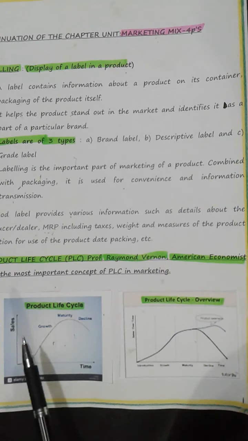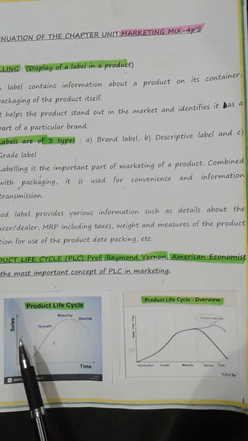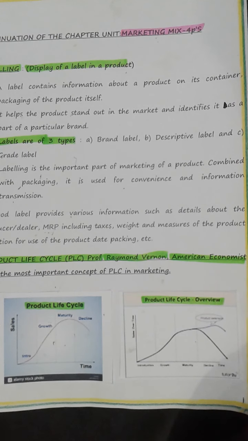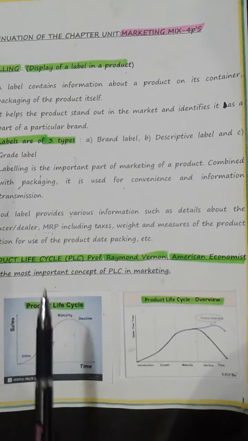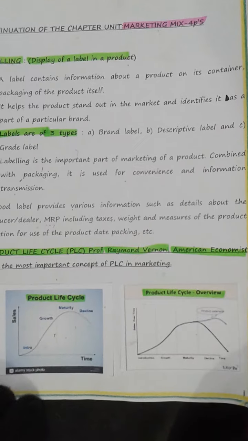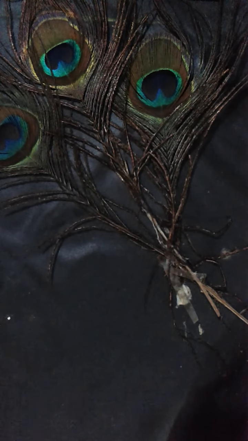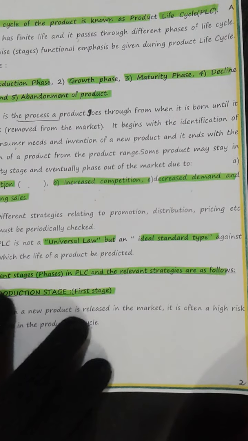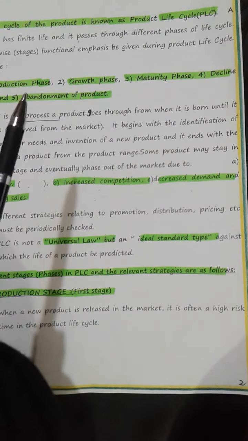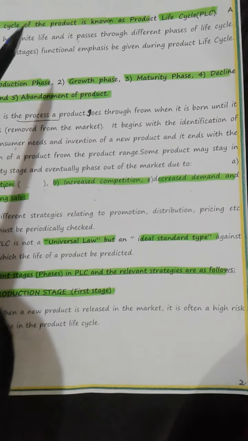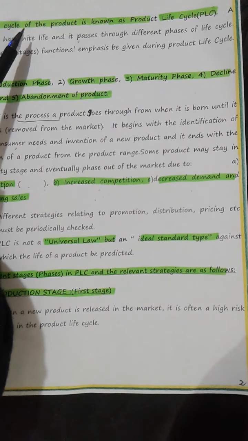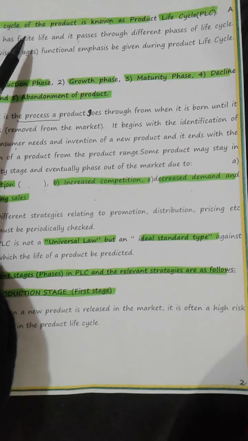What is product life cycle? The life cycle of a product is known as product life cycle. A product has finite life as it passes through different phases of life. So, a product has finite life, just like human beings, children, please note down. Product has finite life, just like human beings.